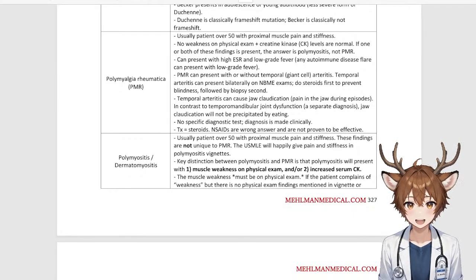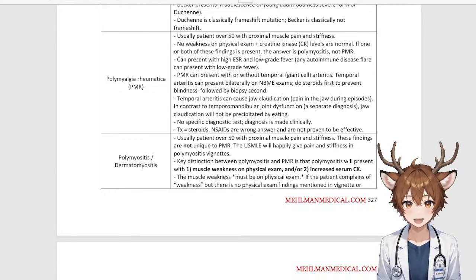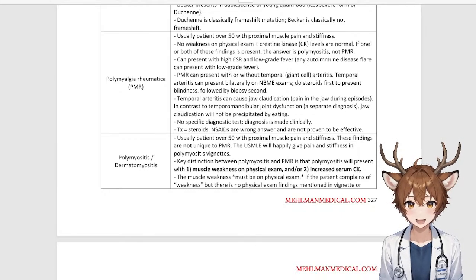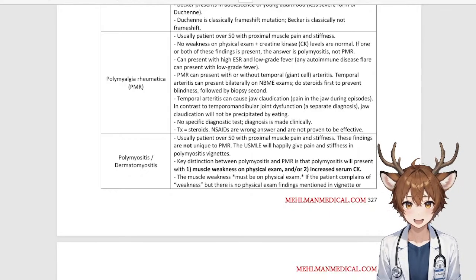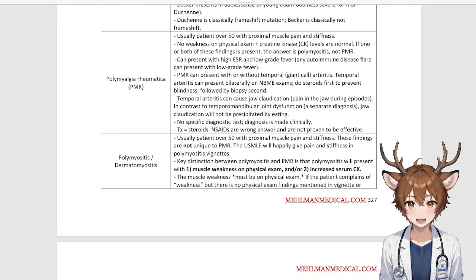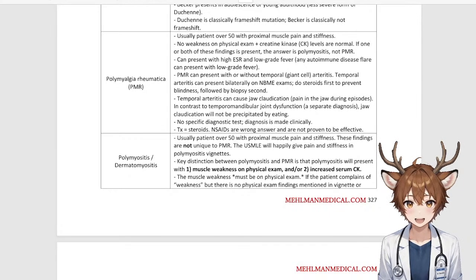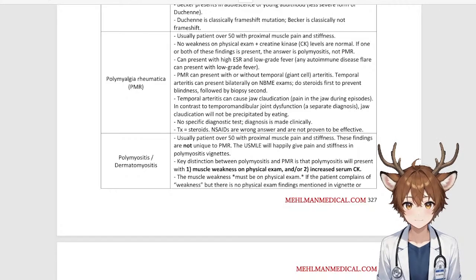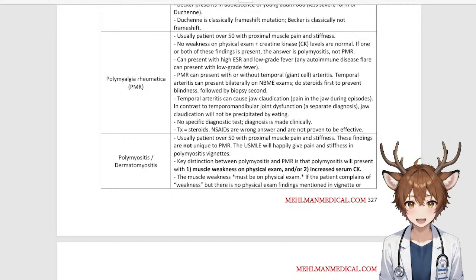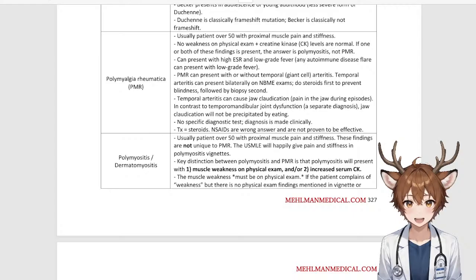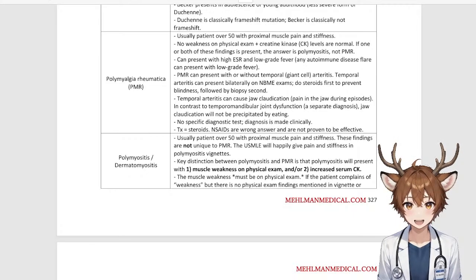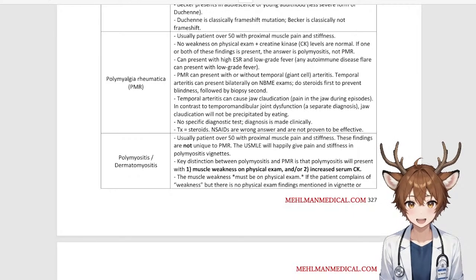PMR can present with or without temporal giant cell arteritis. Temporal arteritis can present bilaterally on NBME exams. Do steroids first to prevent blindness, followed by biopsy second. Temporal arteritis can cause jaw claudication, pain in the jaw during episodes. In contrast to temporomandibular joint dysfunction, a separate diagnosis, jaw claudication will be precipitated by eating.